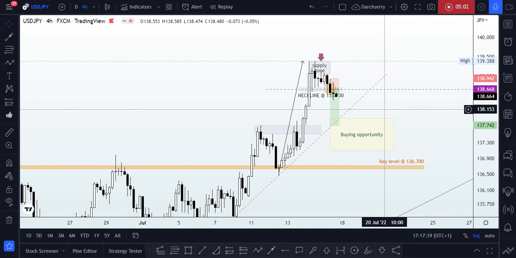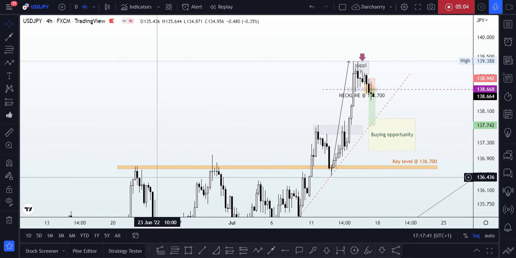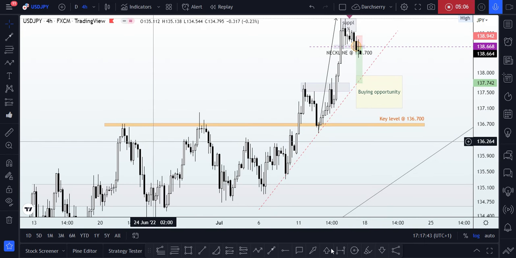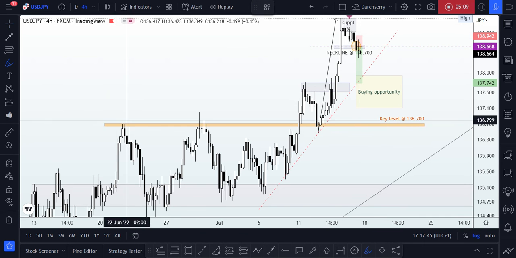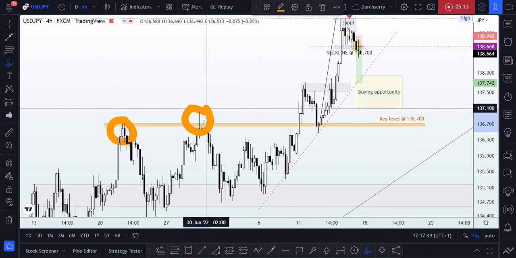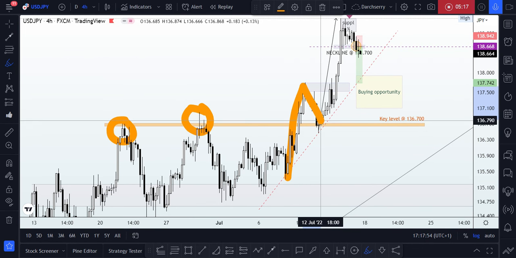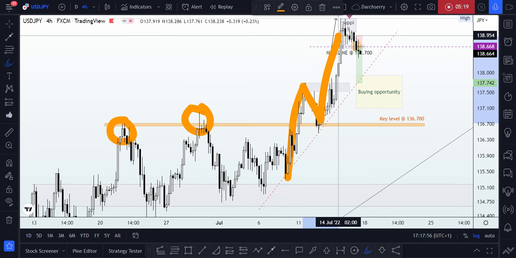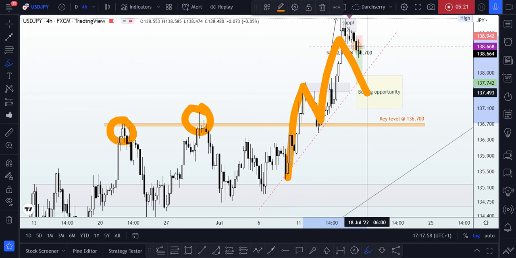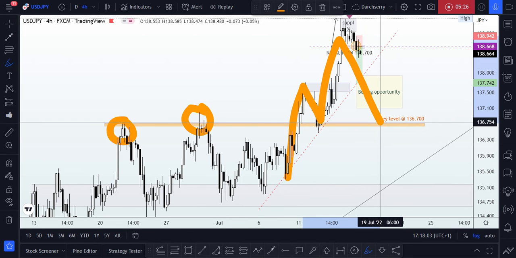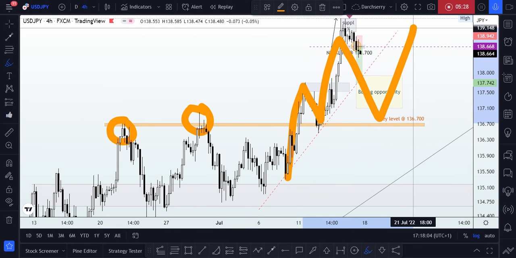So I have a key level sitting at 136.700 area, which if we look left, we can see that this area has been respected in the past by sellers. You can see the first rejection here. We saw the second rejection here before we saw the breakout of structure and the retest of structure before we saw that impulsive move. So there is a possibility that price could come into this buying opportunity zone and move up, or probably come down to do a sharp rejection of the key level here before we see that move to the upside.